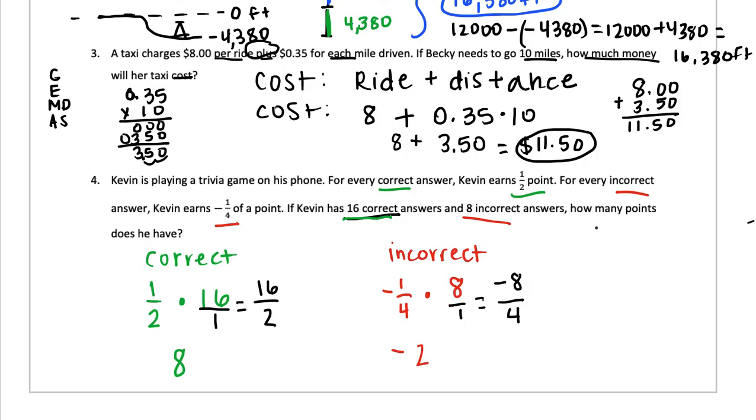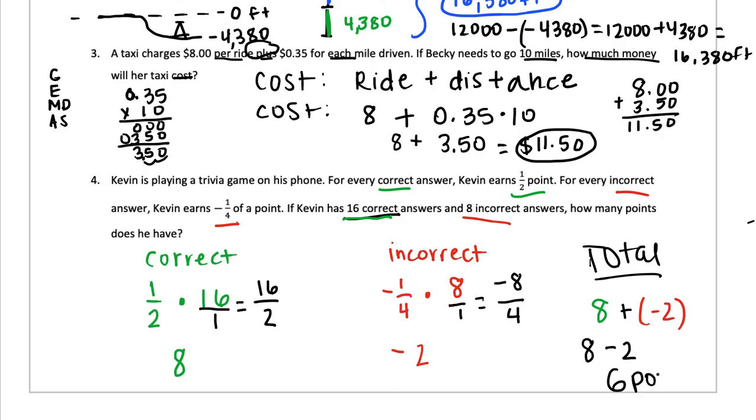So now we are almost done. To get his total score, we have to take everything he's earned and add it to everything that he's lost. So I'm taking that positive 8 points and adding it to the negative 2 points that he lost. But think about it. If I started with 8 and I lose 2, I'm adding negative 2. That's really just subtracting. So that means that Kevin ends up with 6 total points at the end of this game.